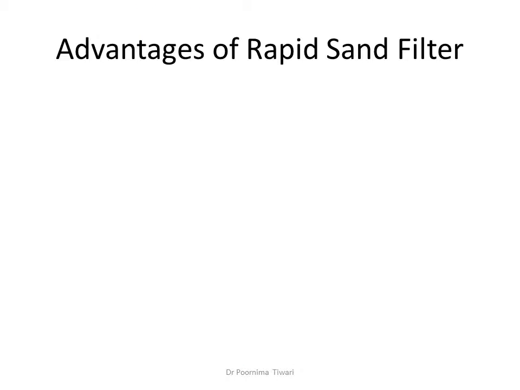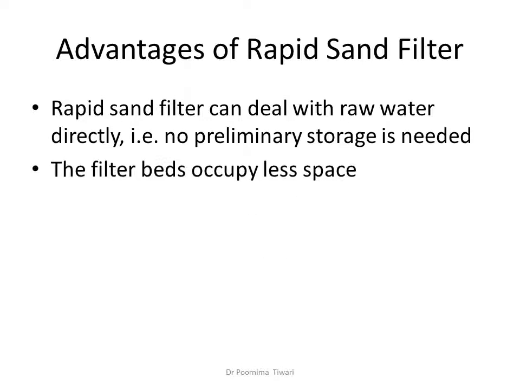Advantages of rapid sand filter. Rapid sand filter can deal directly with raw water. That is, no preliminary storage is required. Water is drawn and directly treated with alum, rapid mixing, flocculation, sedimentation and then filtration. So water need not be stored for partial purification.